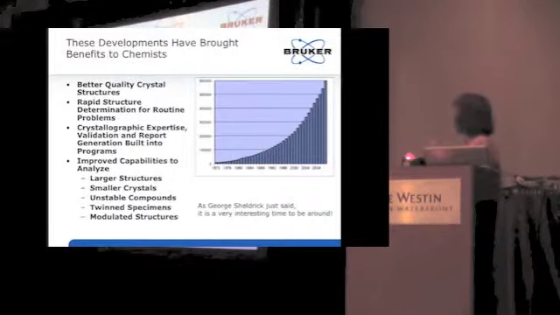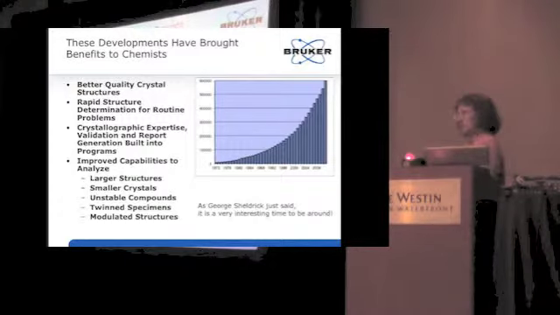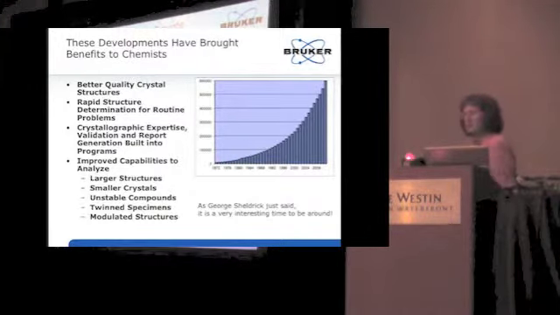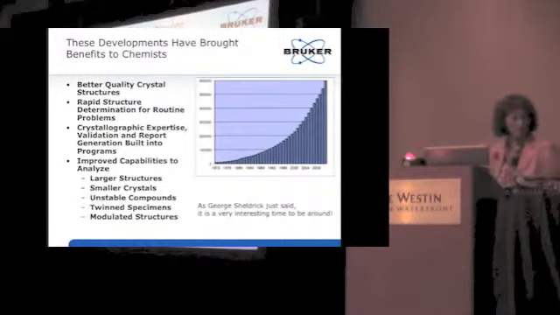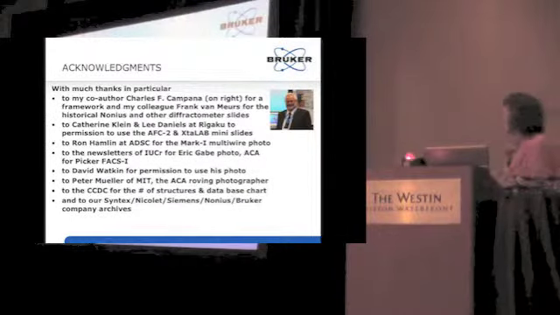Now we have software in which crystallographic expertise, validation to help with error checking as this ever-increasing number of structures comes along, and report generation are built into programs, giving us capabilities to analyze larger structures, smaller crystals, unstable compounds, multiply twinned specimens, and modulated structures. And as George said yesterday, it is a very interesting time to be around. So, that's the end of the talk.